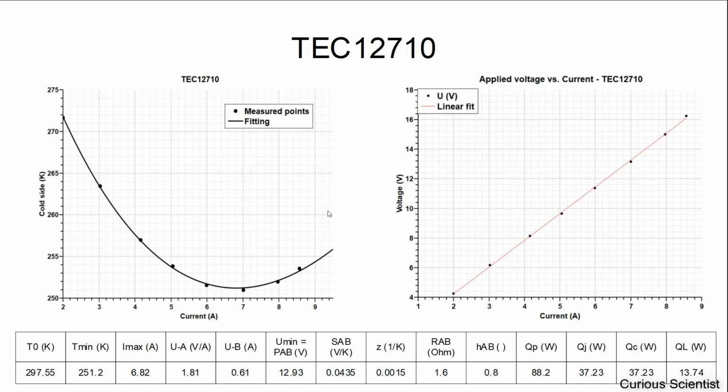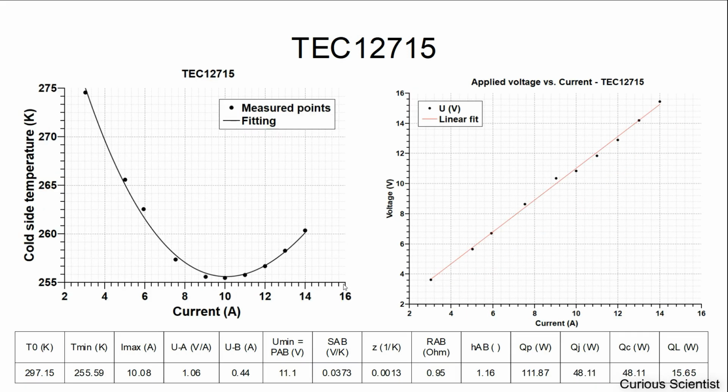And then this is the 10 ampere unit, same. So we have this nice valley, and then it starts to go up roughly around 7 amperes, 6.82. And then this is our last unit, the 15 ampere unit.